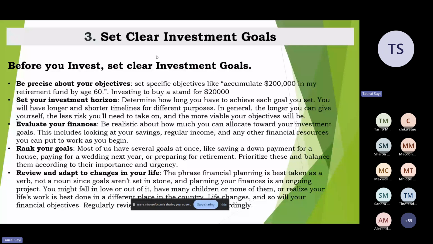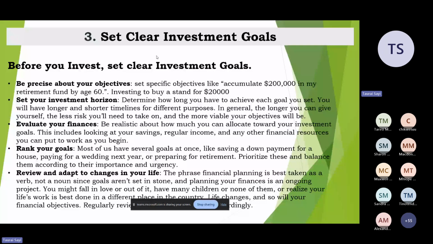So rank your goals. Most of us have different goals at once, like saving a down payment for a house, paying for a wedding next year, preparing for retirement. Prioritize these and balance them according to their importance and urgency.